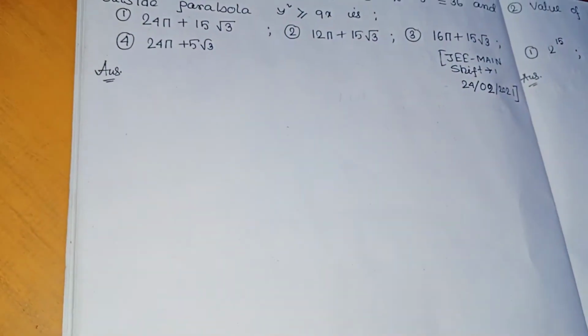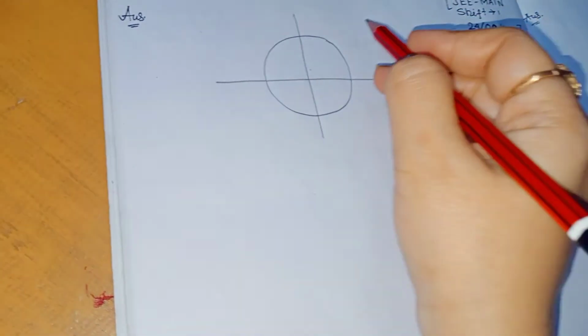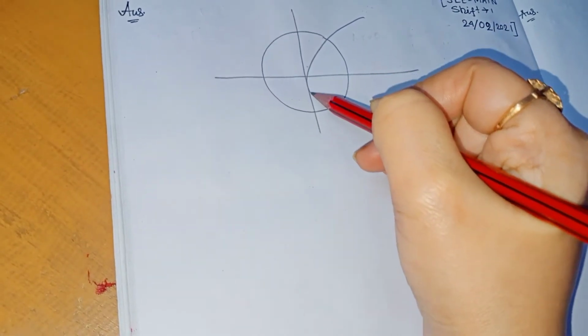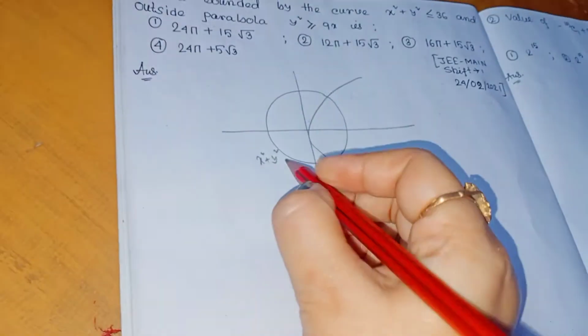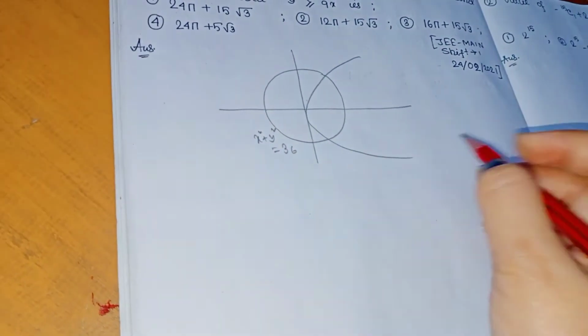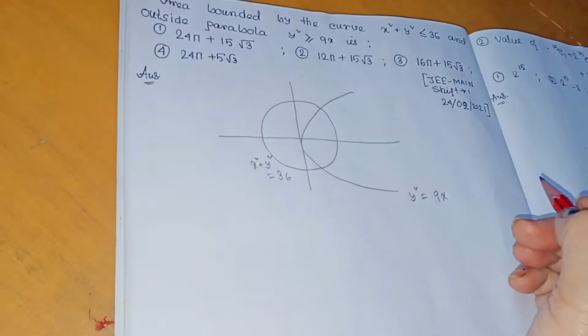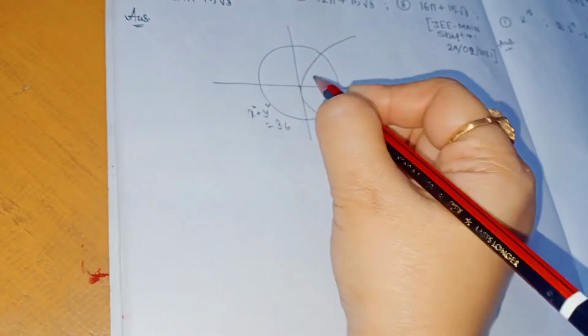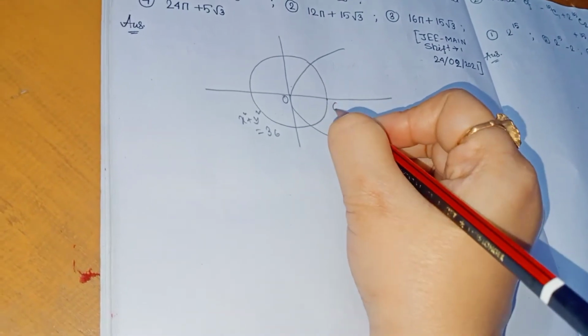At first, draw the figure. These are the x and y axes, this is the given circle, and here is the parabola. This is the circle x square plus y square is equal to 36, and here is the parabola y square is equal to 9x. The center is 0, and here is 6.